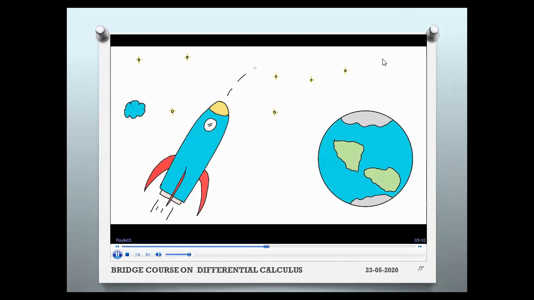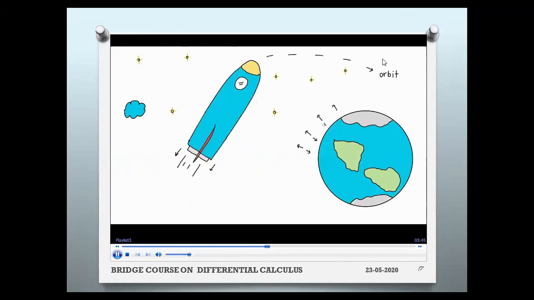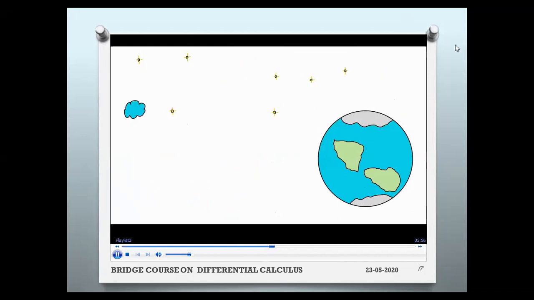After launch, to achieve the desired final orbital velocity around the Earth, or to escape from Earth's gravity, the mass of the rocket must be as small as possible. And so the rocket sheds mass by using different rocket stages, separating its parts, such as the rocket boosters.